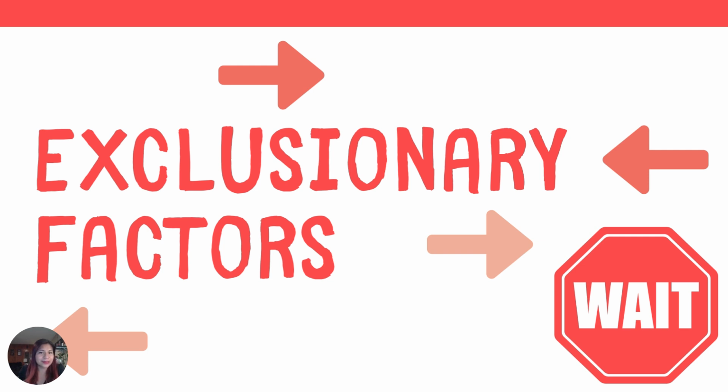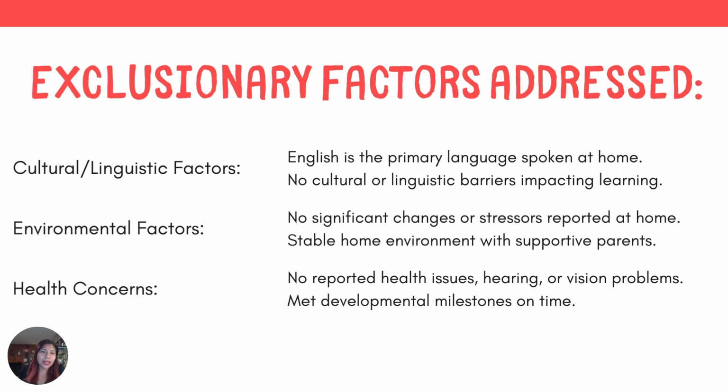Before selecting assessments, it's essential to rule out any exclusionary factors that might contribute to Campbell's difficulties. For Campbell, there are no cultural or linguistic factors affecting her learning, as English is the primary language spoken at home. Environmental factors are stable with no significant changes or stressors reported. Additionally, there are no health concerns. Her hearing, vision, and developmental milestones are all within normal limits.